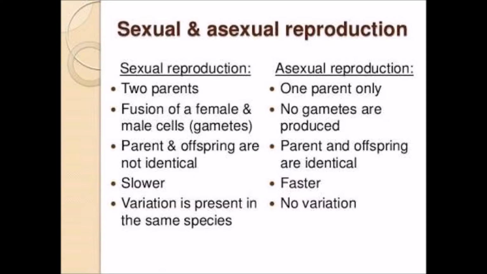Sexual reproduction involves two parents, with fusion of the female and male cells. Parents and offspring are not identical, it is slower, and variation is present in the same species. Asexual reproduction involves one parent only, no gametes are produced, parent and offspring are identical, it's faster, and there is no variation.